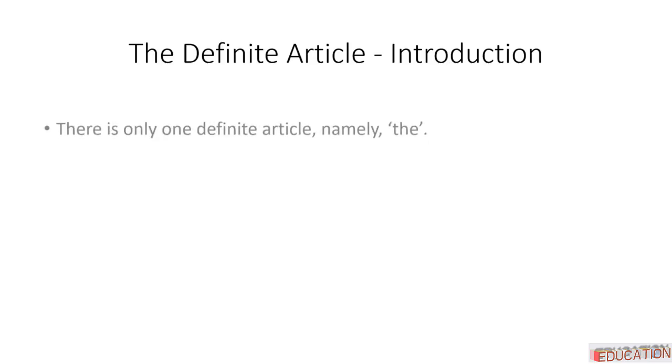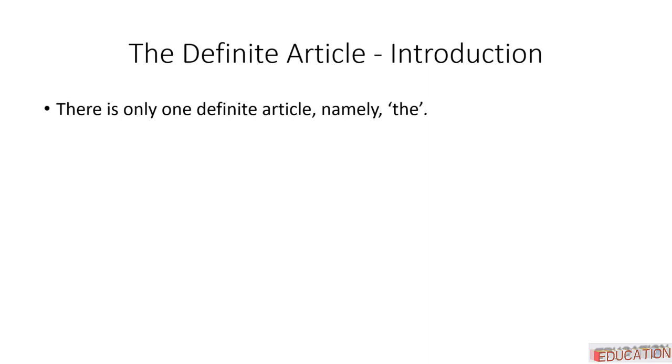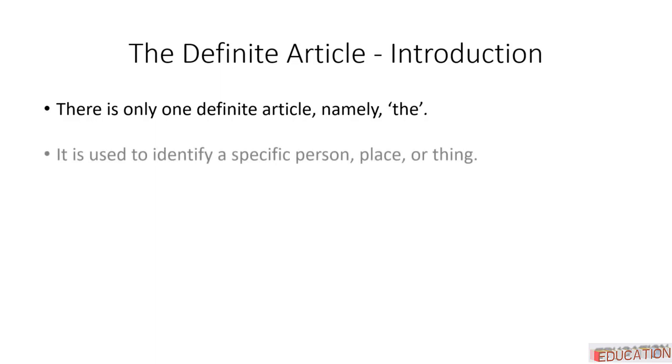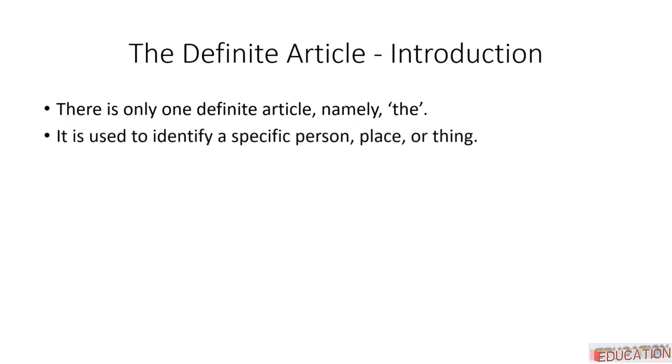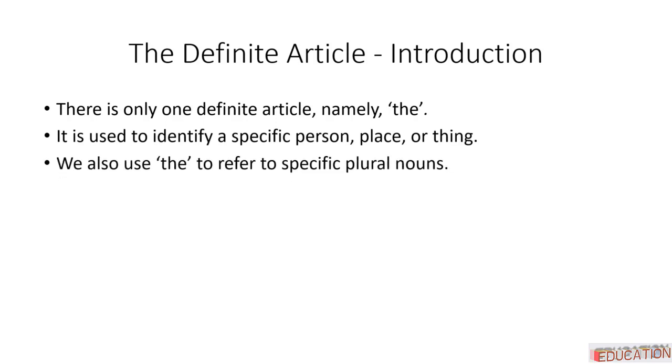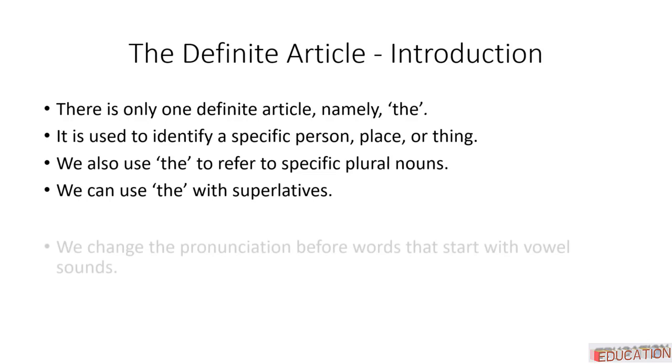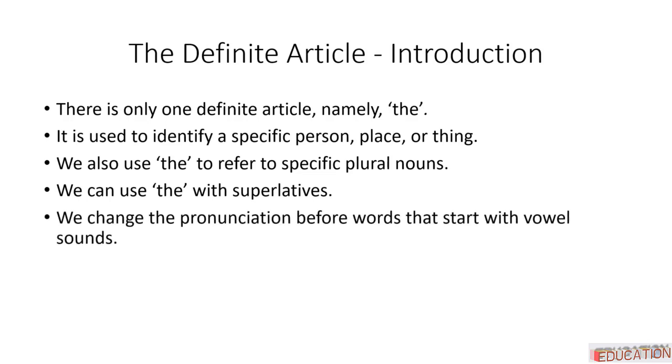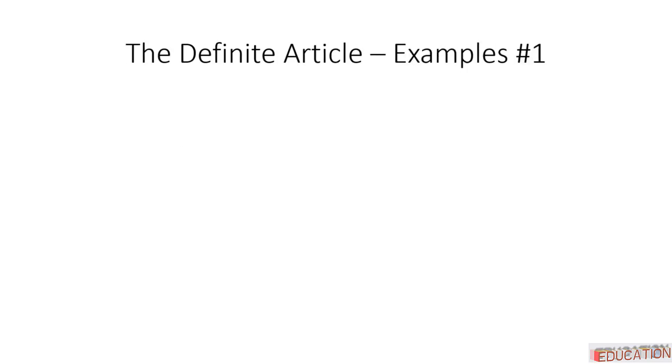This lesson is on the definite article. There is only one definite article, namely the. It is used to identify a specific person, place, or thing. We also use the to refer to specific plural nouns, and we use the with superlatives. We change the pronunciation of the before words that start with vowel sounds. Let's look at some examples.